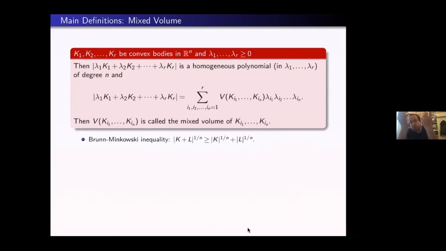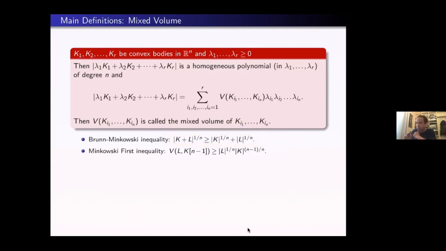What I also need to remind you is that there are absolutely beautiful and very nice inequalities about mixed volume and volume. The core inequality is the so-called Brunn-Minkowski inequality, which tells us that, let's do it in a very basic setting and say that K and L are convex compact sets. If you add them, then there is a beautiful inequality like this.